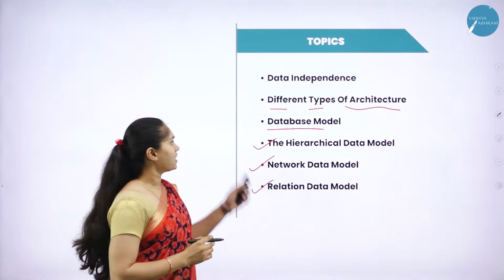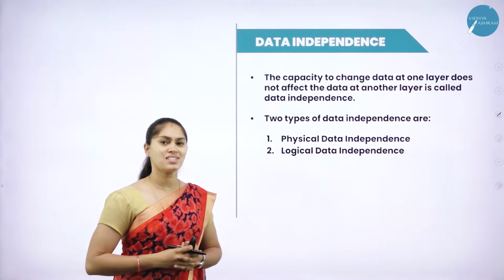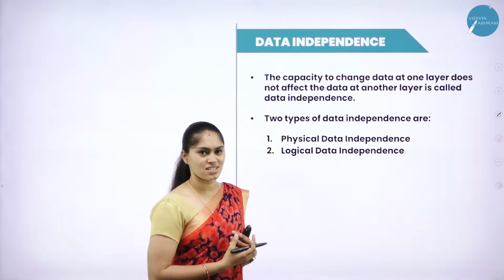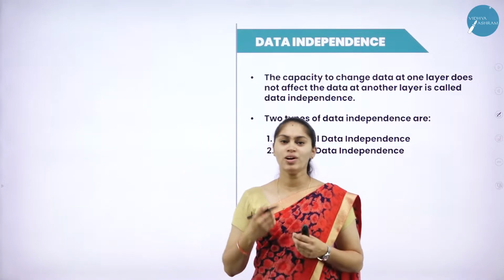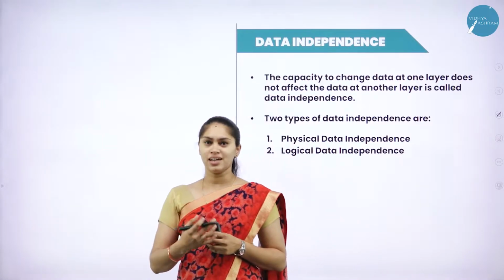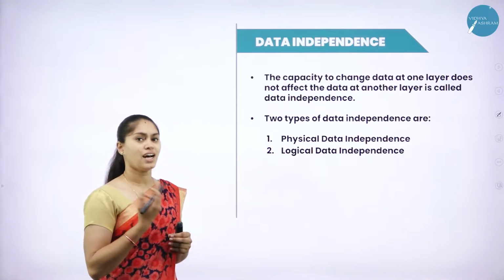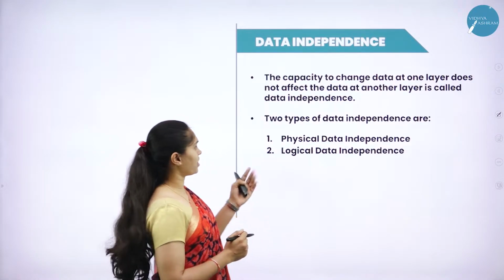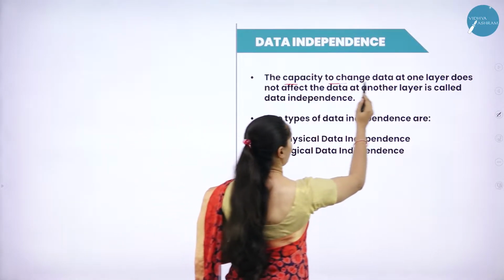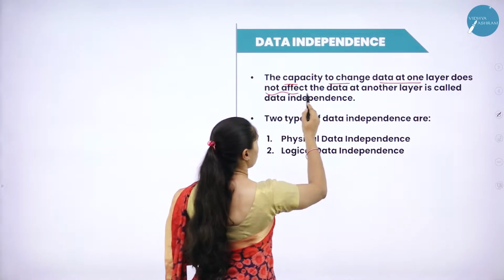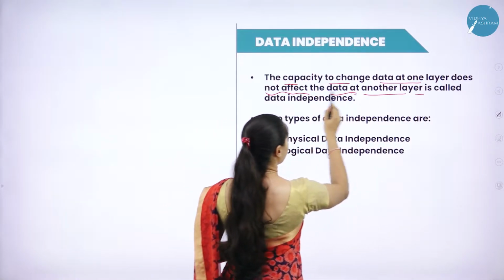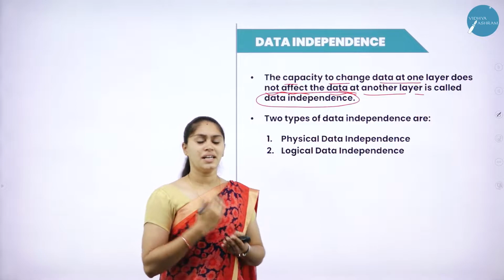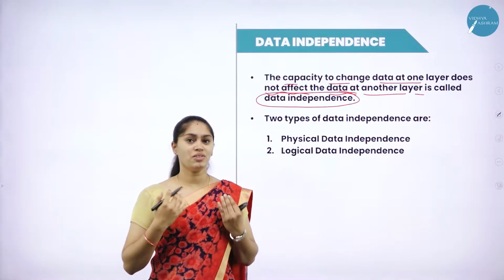So we'll see about data independence. As we discussed in the previous session, data independence, as the name indicates, means independence in what sense? If I make any change to any of the layers, it should not affect the previous layer or the higher layer. That scenario will be termed as data independence. So you can see here, it is the capacity to change the data at one layer without affecting the data at another layer. That will be considered data independence.